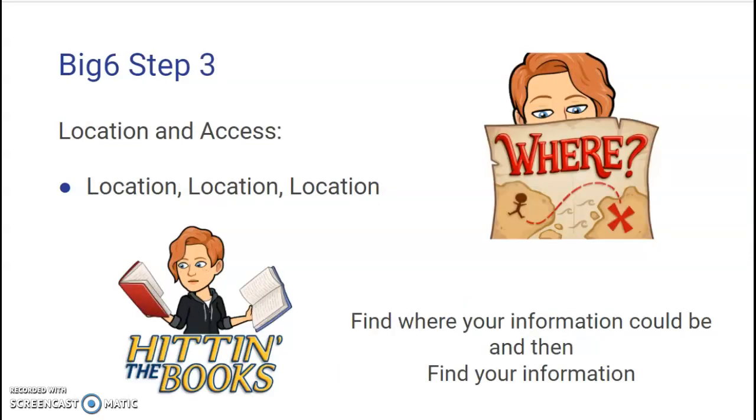Step 3 is all about location. Location and access. We focus on thinking where our information actually is, like the library or a biography or even a website, and then we actually look for and find our information.